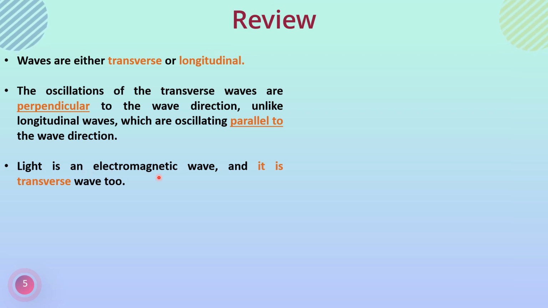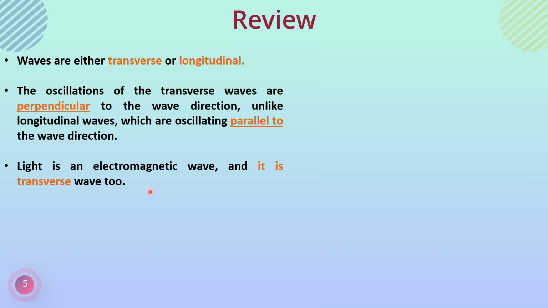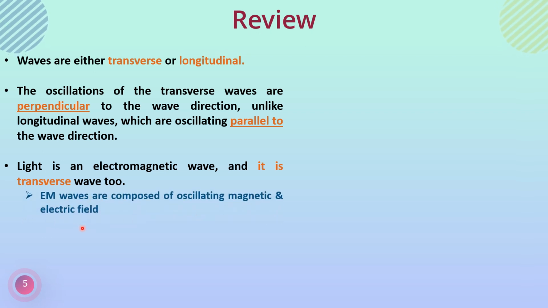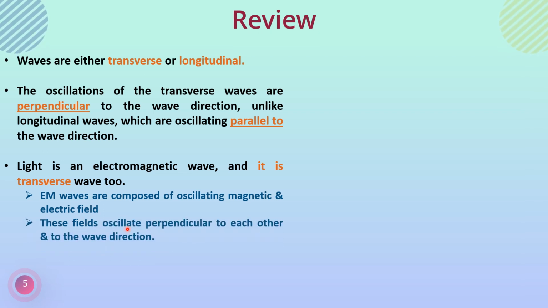Okay. Why is it called electromagnetic? Do you have any idea? Well, the name itself is clear. Electro means it has an electric field, and magnetic means it has a magnetic field. Remember that electromagnetic waves are composed of oscillating magnetic and electric fields. Remember, this is the most important thing right now. The electric field and magnetic field are perpendicular to each other, and both of them are perpendicular to the wave direction.